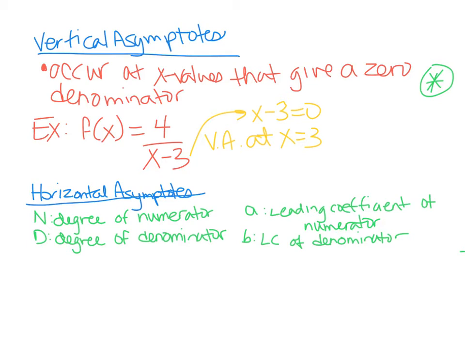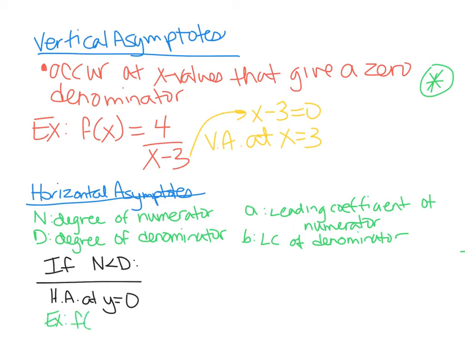So let's go through the rules. There's 3 of them. So first of all, if the degree of your numerator is less than the degree of the denominator, the horizontal asymptote is going to be at y equals 0. So actually, an example of that, if you went ahead and graphed that initial one, f of x equals 4 over x minus 3, the degree of the numerator is 0. The degree of the denominator is 1. This one has a horizontal asymptote at y equals 0.